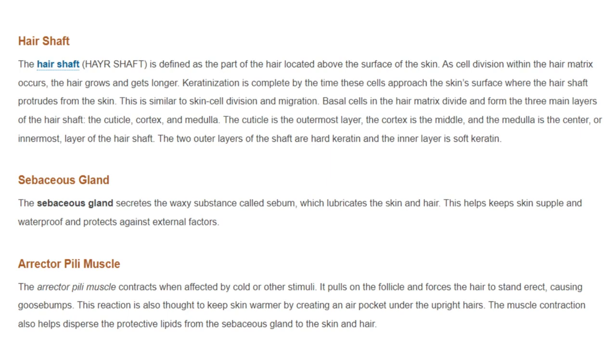Basal cells in the hair matrix divide and form the three main layers of the hair shaft: the cuticle, cortex, and medulla. The cuticle is the outermost layer, the cortex is the middle, and the medulla is the center, or innermost, layer of the hair shaft. The two outer layers of the shaft are hard keratin and the inner layer is soft keratin.